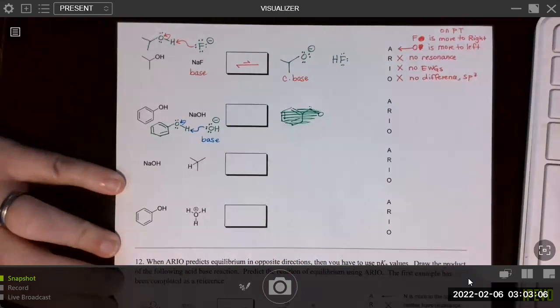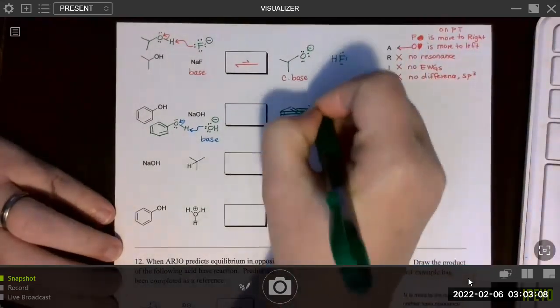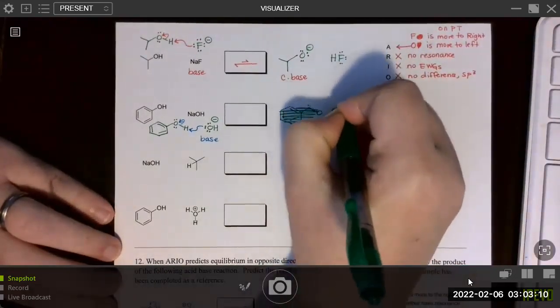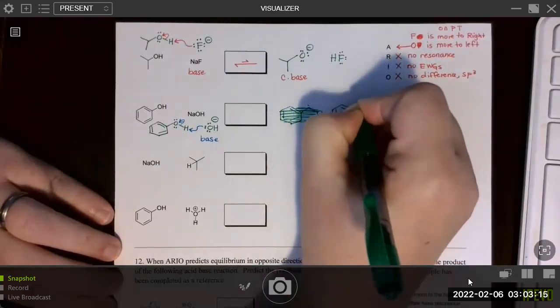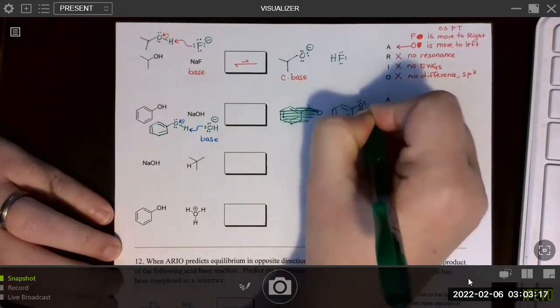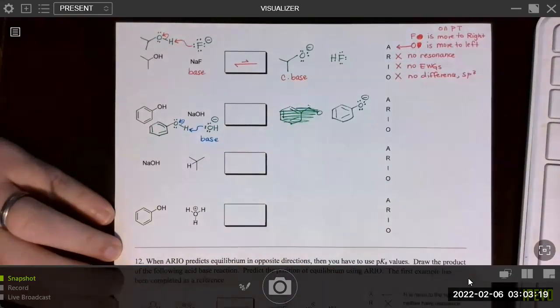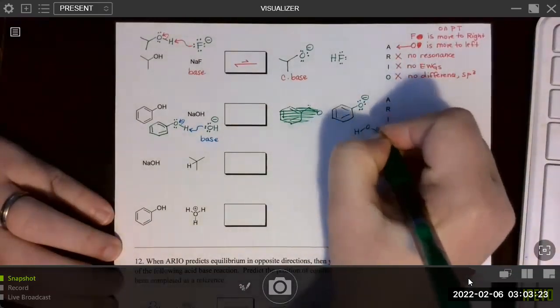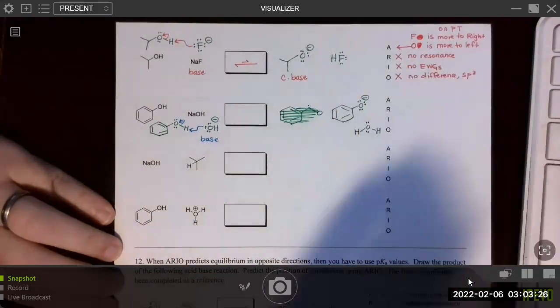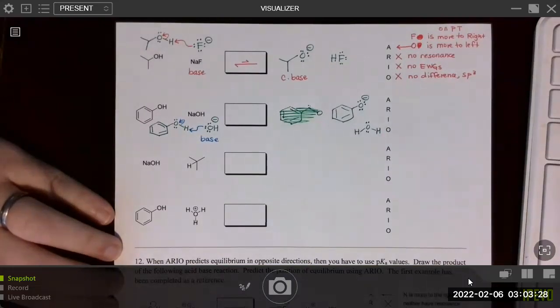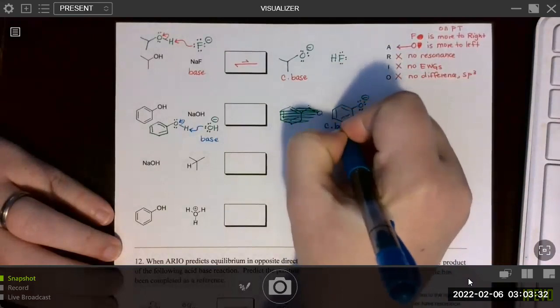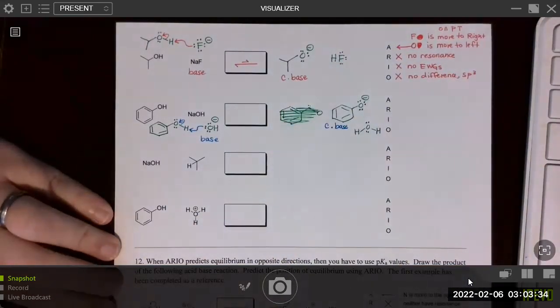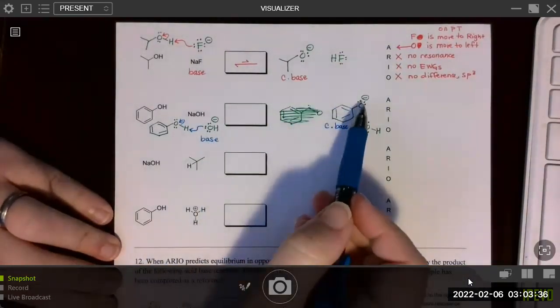Sorry, a bit ugly. I'll probably end up redrawing this for the key, just because it's getting a little bit ugly. And then water, the other product. Then we'll label, of course, also we want to know which one is the conjugate base. Okay, looking at these, we have the base and the conjugate base.